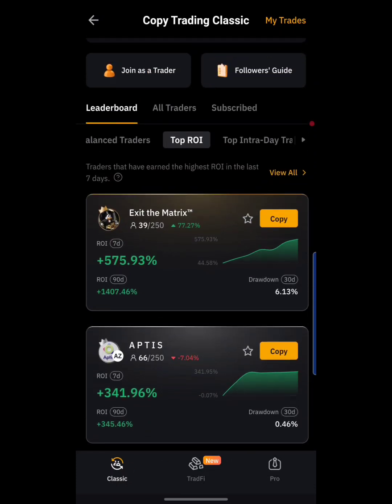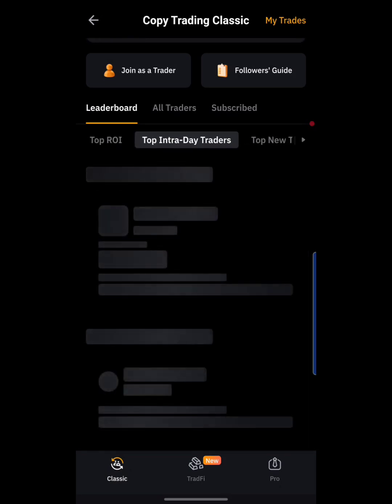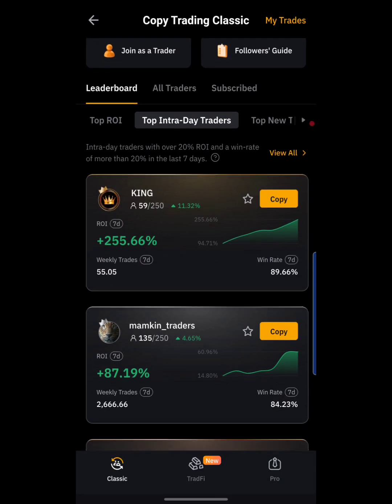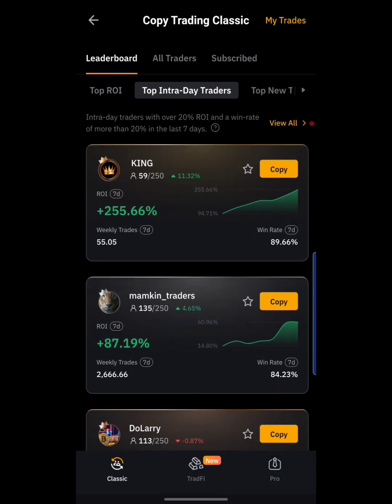They are basically keen on earning the highest ROI within the last 7 days, guys. Okay, so now the next one right here says top intraday traders. So these are traders with over 20% ROI and a win rate of more than 20% in the last 7 days, guys.